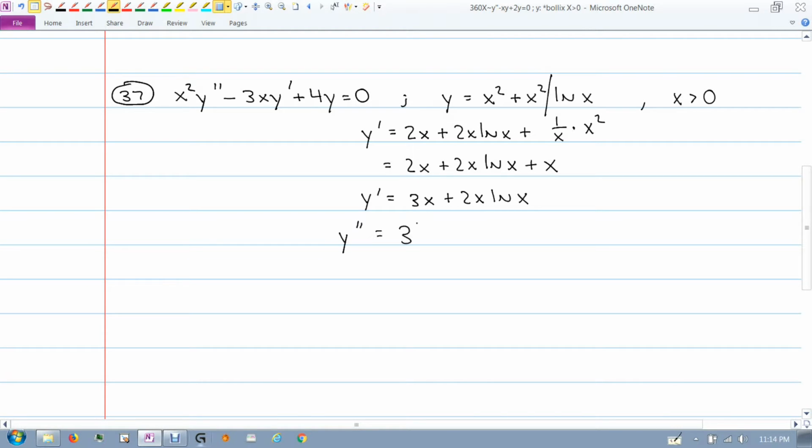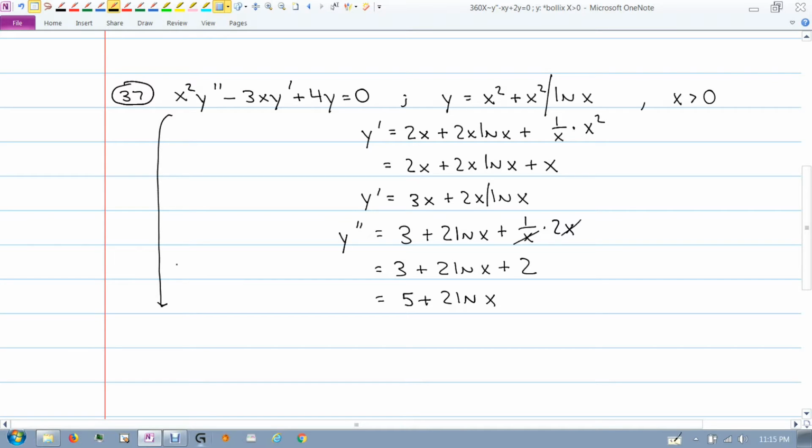It's going to be 3 plus another product rule here. 2 ln x plus 1 over x times 2x, which is 3 plus 2 ln x plus 2. All right, so those x's there, we'll cancel that. Oh, and I can put the 3 and 2 together. 5 plus 2 ln x. All right, looks good. Now, plug it in.